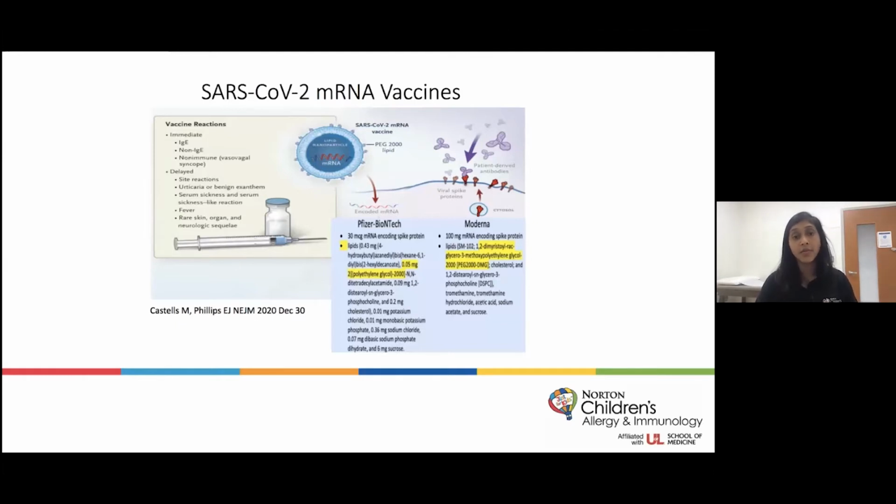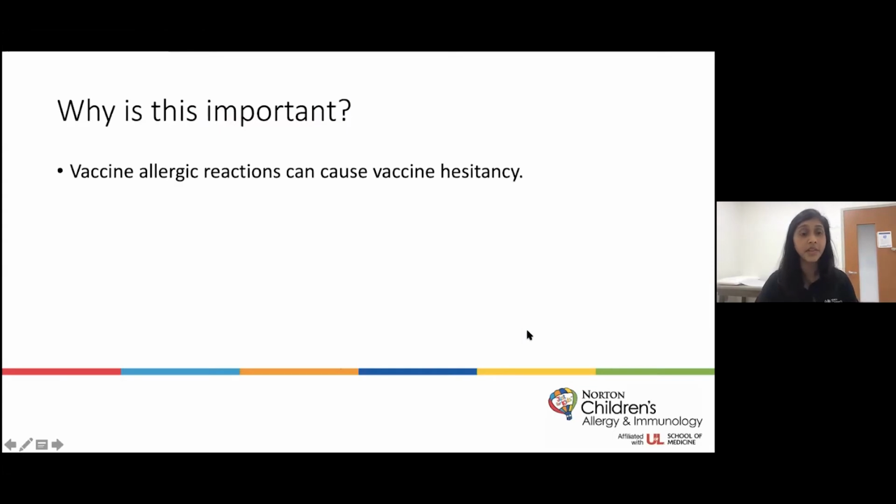As you all know, they are both mRNA vaccines, and the antibodies that are produced are viral spike protein antibodies. And I've highlighted, so basically these are the active and inactive constituents, and I've highlighted the potential culprit, which we will talk about. So why is this important?